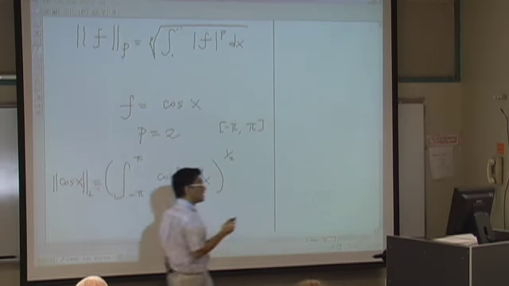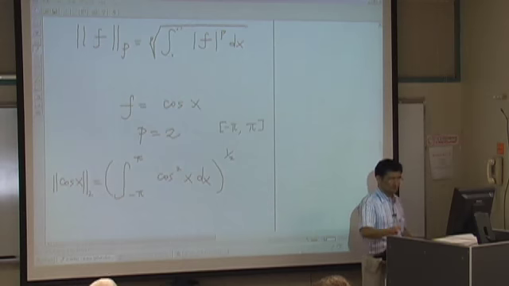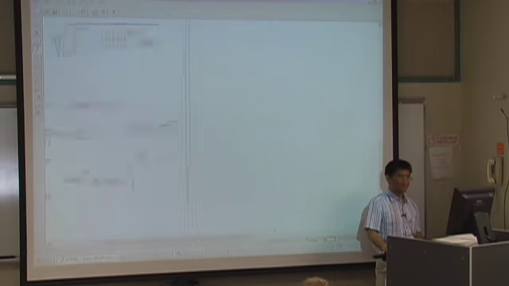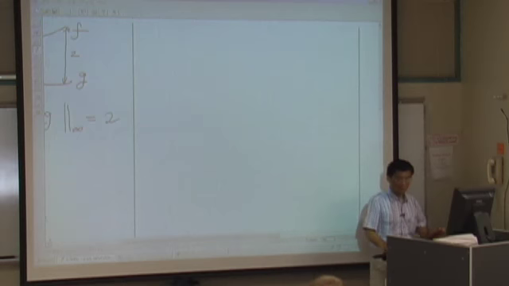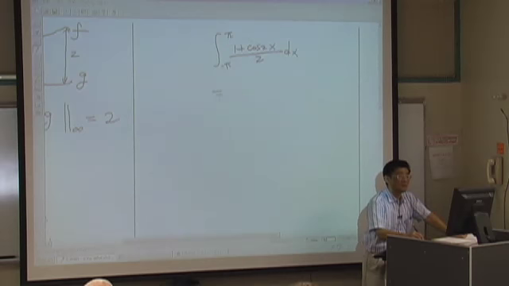Then let's do the integral. Cosine squared is (1 plus cosine 2x) over 2, integrated from minus pi to pi. Then this equals 1/2 x from minus pi to pi, and if we integrate the other term, it is 1/4 sine 2x from minus pi to pi.